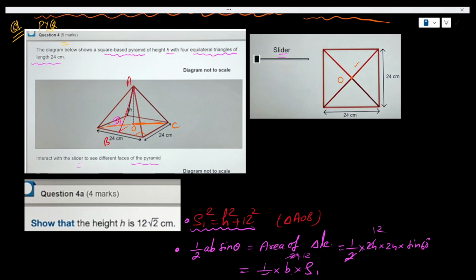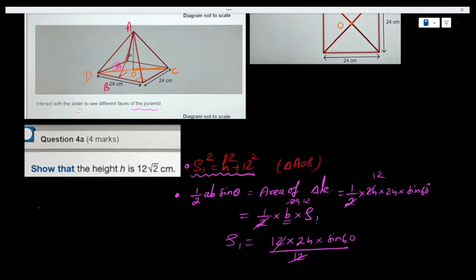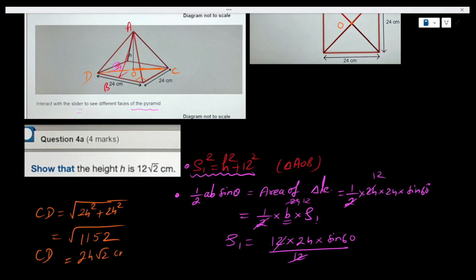Here this total length, which is BCD, if I take it. How to get the CD length? You know that the diagonals are equal in length. So how to get the diagonal? Here CD length will be square root of 24 square plus 24 square. If I do this, this is the value, 24 root 2 centimeter.